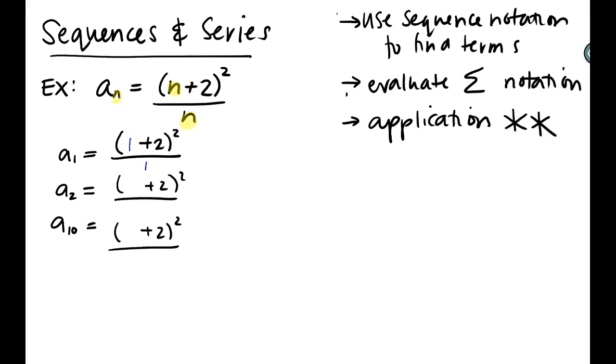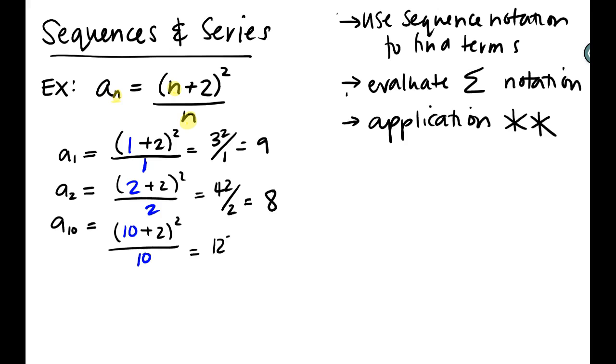So 1, we'll plug in 1 for the first term. Second term, we'll plug in 2. And then the third term, or the 10th term, we'll plug in 10. And then we'll just go ahead and evaluate what we get out. So here we have 3 squared over 1, which is 9. Here we have 4 squared over 2, which is 16 divided by 2, or 8.